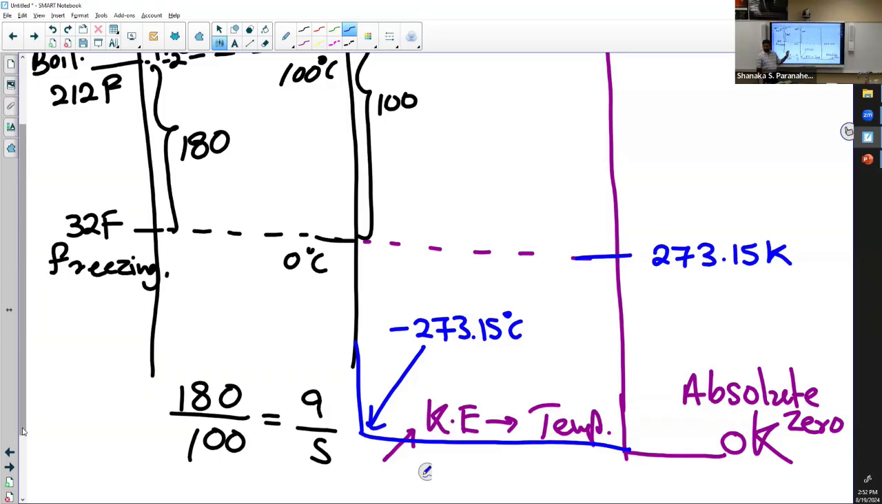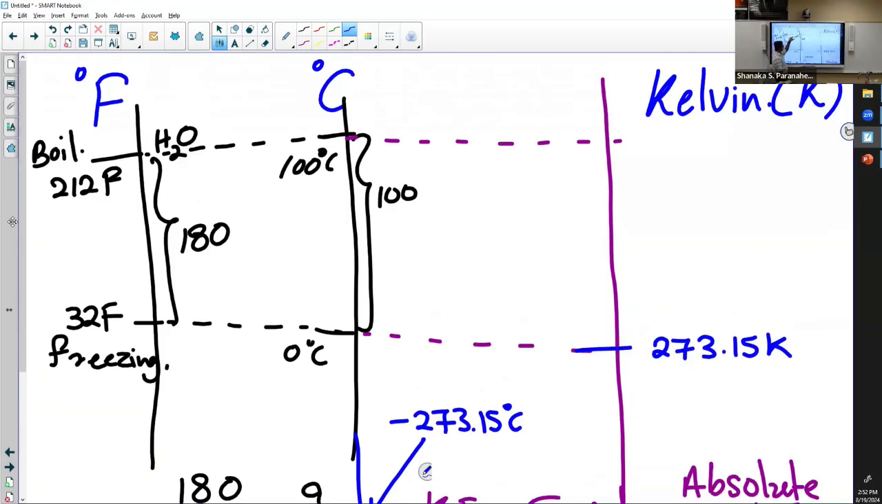Does that make sense? Okay. So from 0 Celsius to 100 Celsius, it's 100 units. So water is going to boil at 273.15 plus 100, which is 373.15. That's the boiling point of water in Kelvin. For simplicity, in my class, you might not see this 0.15 most of the time. You can simply add 273 or subtract 273 when you convert Celsius to Kelvin or Kelvin to Celsius.